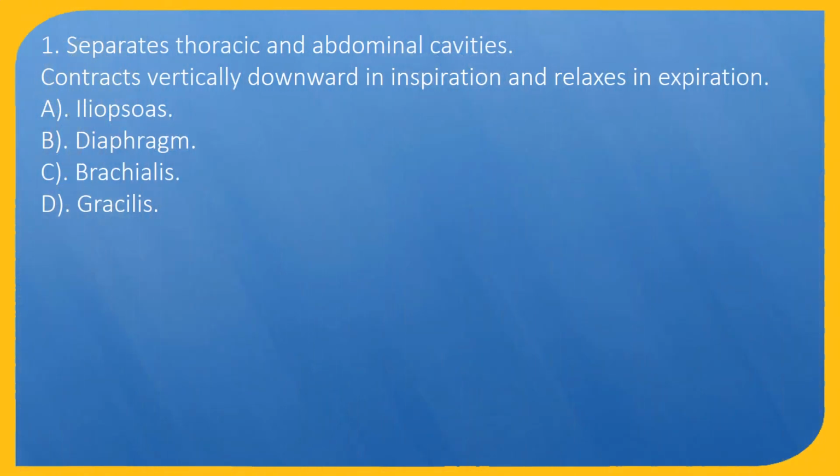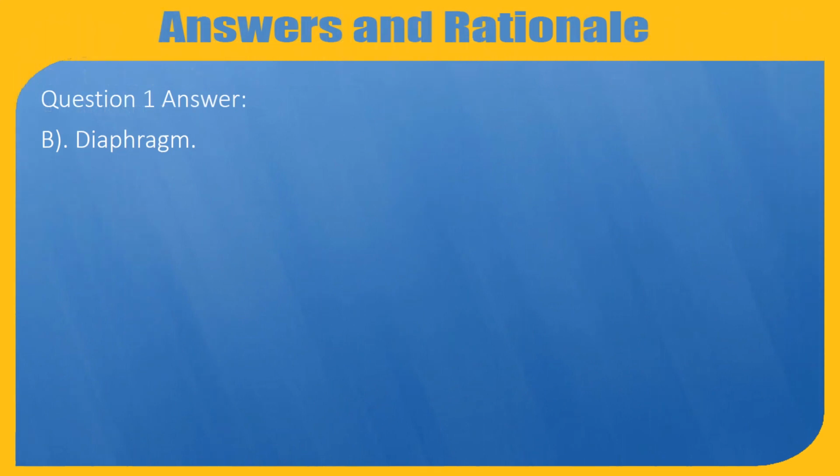Question 1: Separates thoracic and abdominal cavities. Contracts vertically downward in inspiration and relaxes in expiration. A. Iliopsoas. B. Diaphragm. C. Brachialis. D. Gracilis. Question 1 answer, B. Diaphragm.